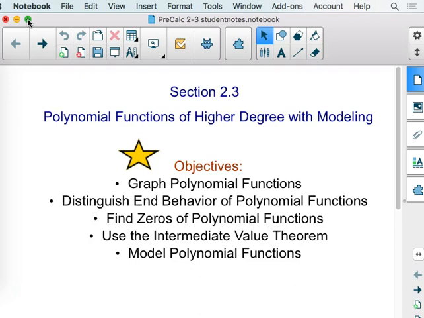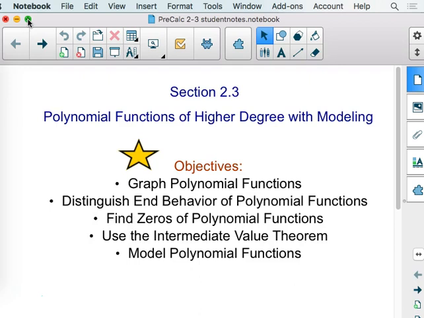So our objectives: we're going to graph polynomial functions without the calculator, and then check with the calculator to make sure everything's going okay. Distinguish the end behavior of polynomial functions. I know for a fact some of you were having trouble with that when we went over the 12 basic functions. We probably won't get to that till tomorrow, but it'll be a really good review. Then we're going to find zeros of polynomial functions. We'll definitely do a little of that today. Use the Intermediate Value Theorem. That'll be new for you.